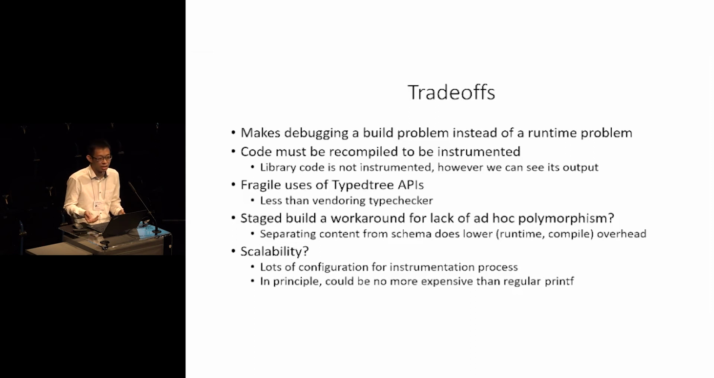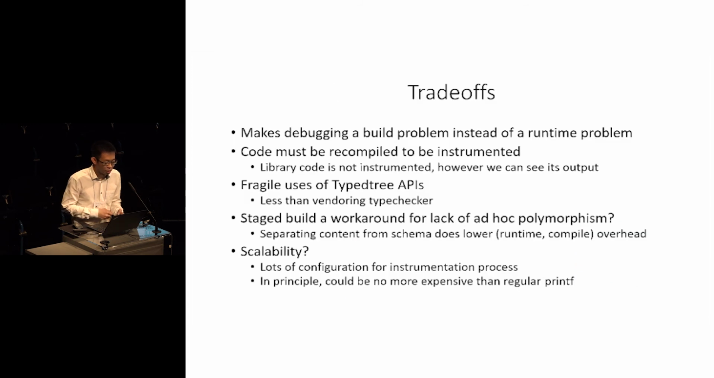But we can see the outputs at the boundary with user code. So this isn't too bad. Next, there are still some users of fragile, internal APIs which are unstable, but we are just looking at the CMT file format and the type tree, and not vendoring a copy of the type checker.